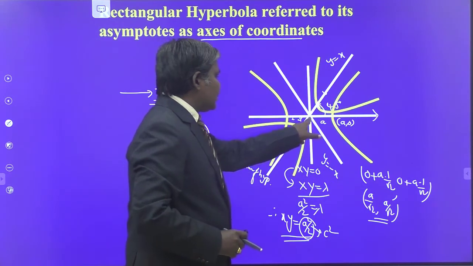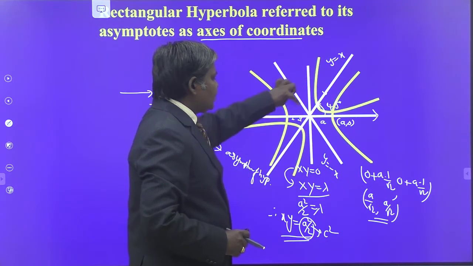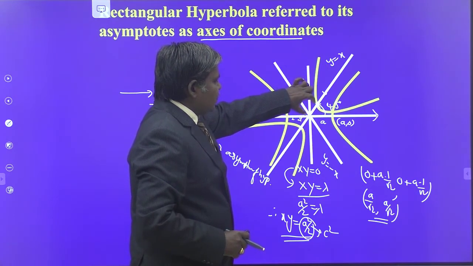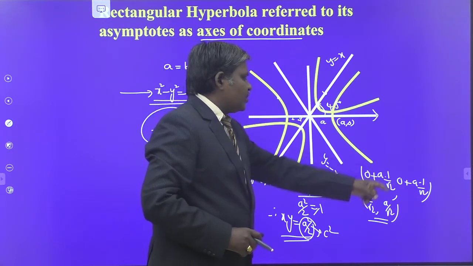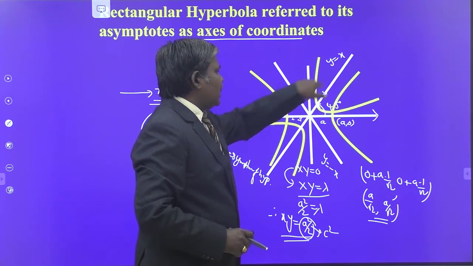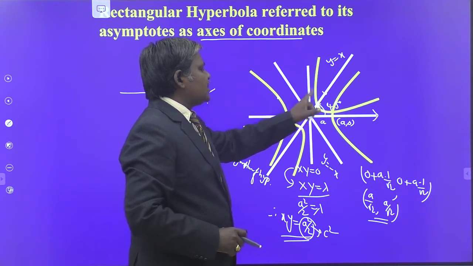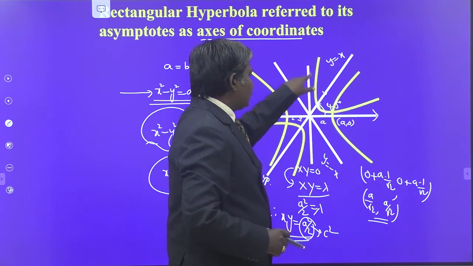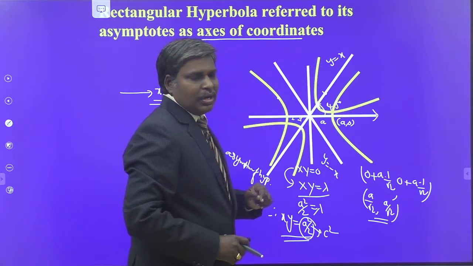by root 2, because the distance from here to here is a units. So the distance from here to here is also a units, and the angle is 45 degrees. So x is equal to x1 plus r cos theta, y equal to y1 plus r sin theta is the point on that line y equal to x, which is at a distance a units. Therefore, a by root 2 comma a by root 2 is the point on my new hyperbola.